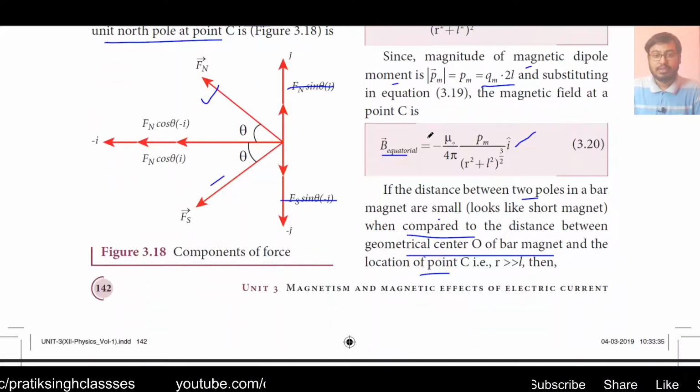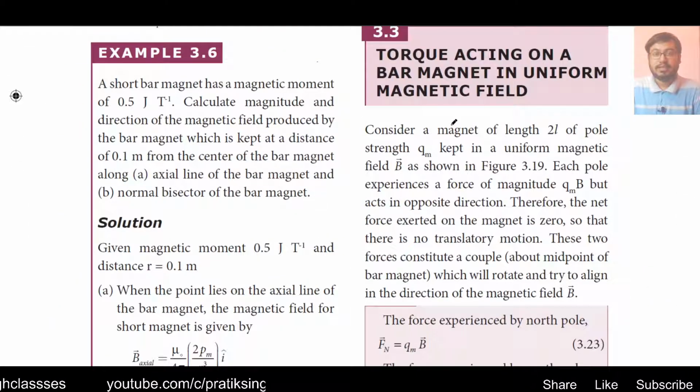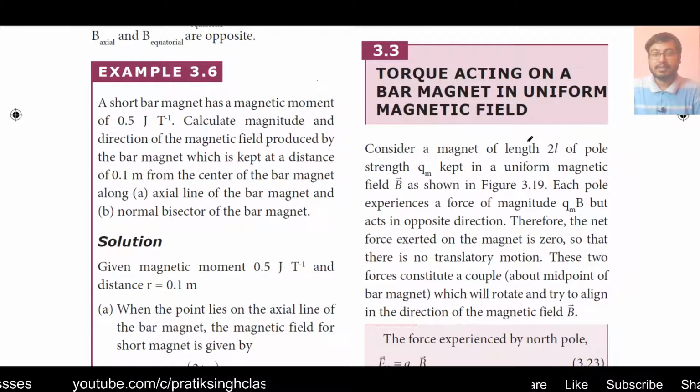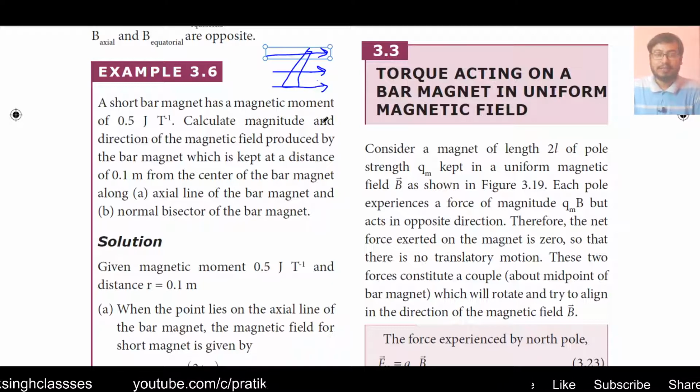In today's video, we will start section 3.3, that is, torque acting on a bar magnet in a uniform magnetic field. Suppose we have a uniform magnetic field, something like this, and we keep a bar magnet in this magnetic field. It will experience a torque. Then what will be the magnitude and direction of the torque?